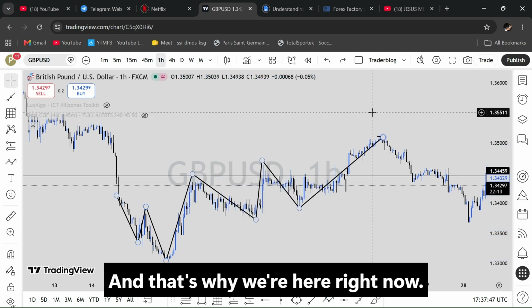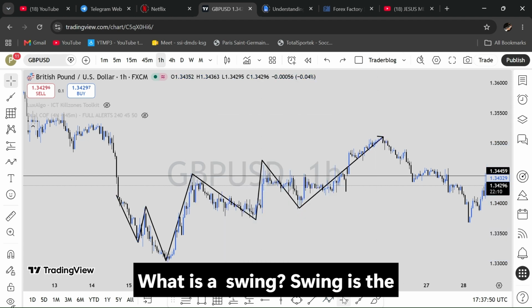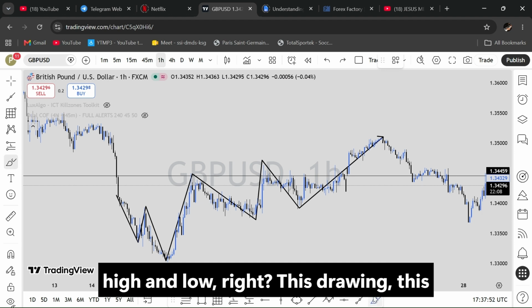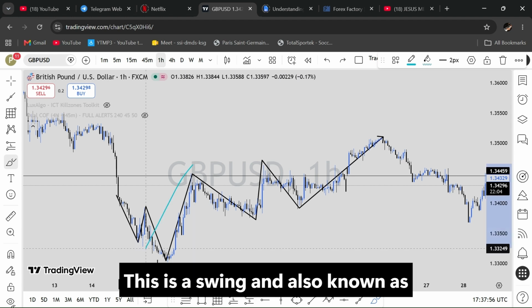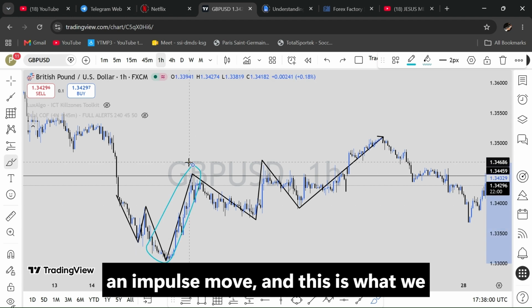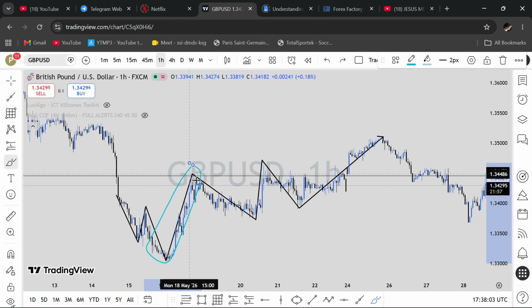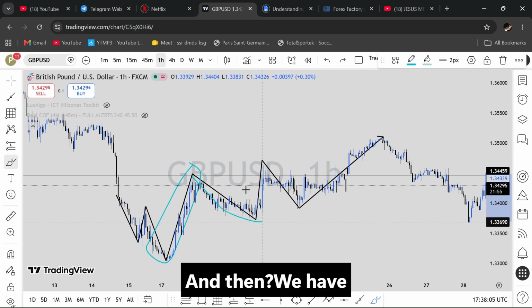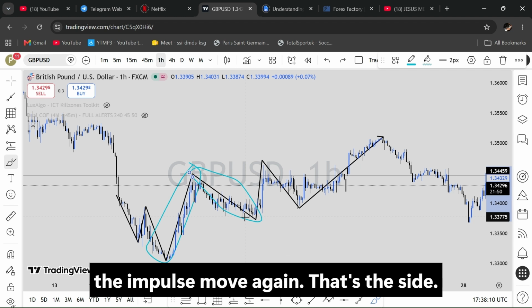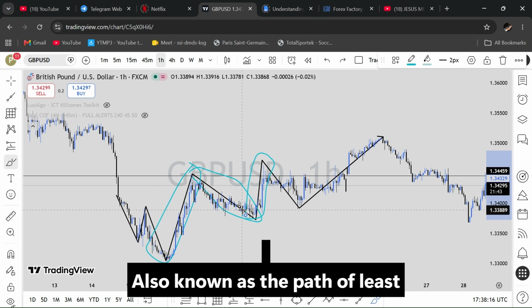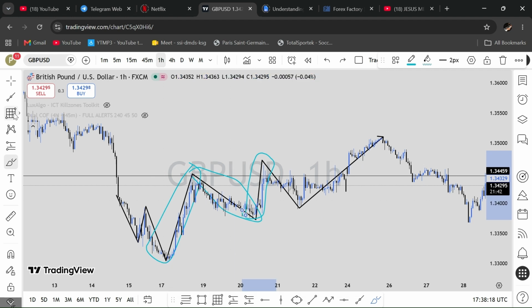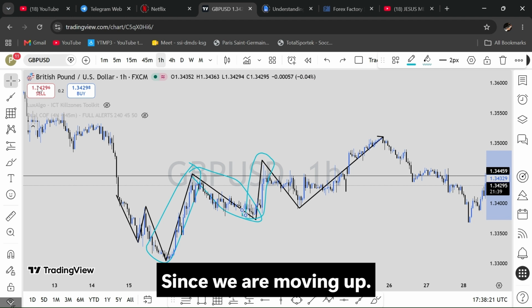Right. Now what is a swing? A swing is the high and low, right? Just drawing this entire section, something like this. This is a swing, also known as an impulse move. And this is what we call the correction. And then we have the impulse move again. That's the side, also known as the path of least resistance, since we are moving up.